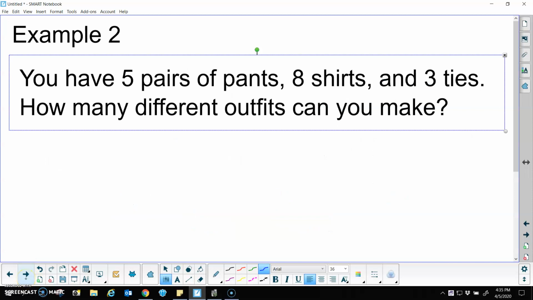Okay, let's do one more example. So you have 5 pair of pants, 8 shirts, and 3 ties. How many different outfits? You're just going to do 5 pants times 8 shirts times 3 ties. So 8 times 5 is 40, times 3. You can make 120 different outfits.